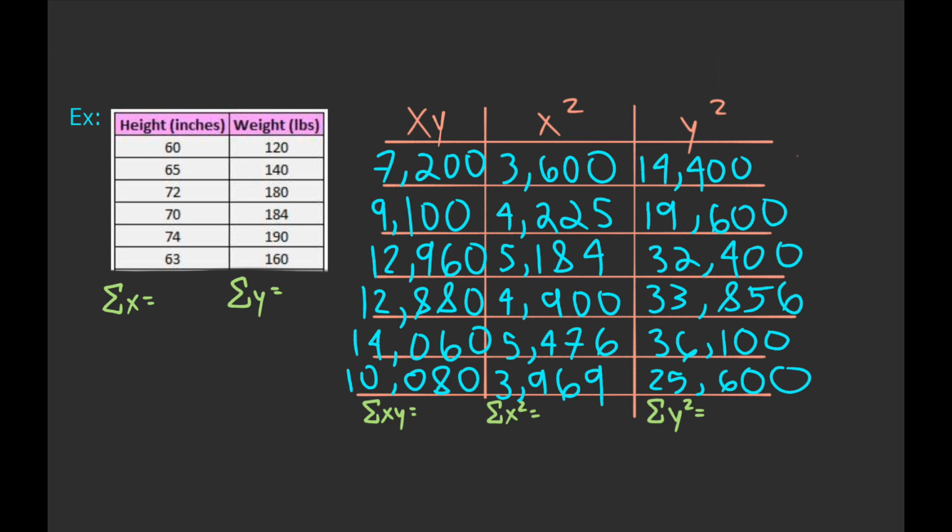Alright, so now that we've filled that out, we're going to find the sums. So I'm going to start on the very left and do the sum of x. So we're going to add up this entire column. 60 plus 65 plus 72 plus 70 plus 74 plus 63 equals 404. Now we're going to find the sum of y. 120 plus 140 plus 180 plus 184 plus 190 plus 160 equals 974.